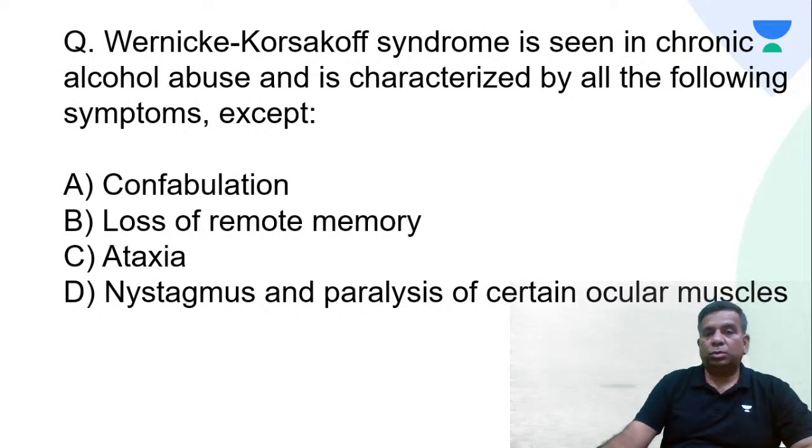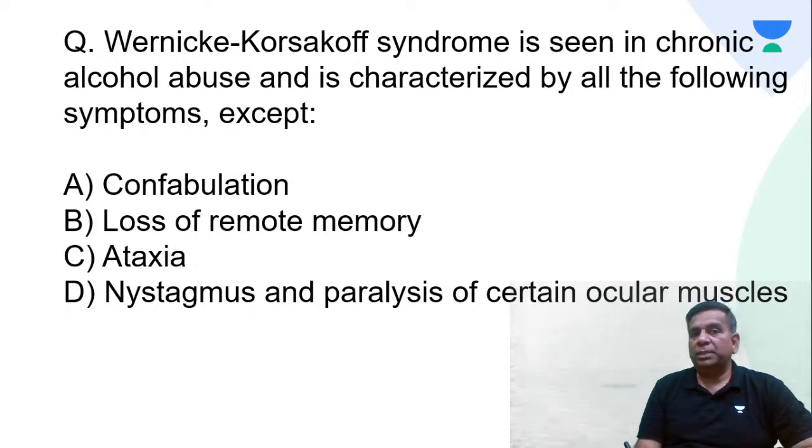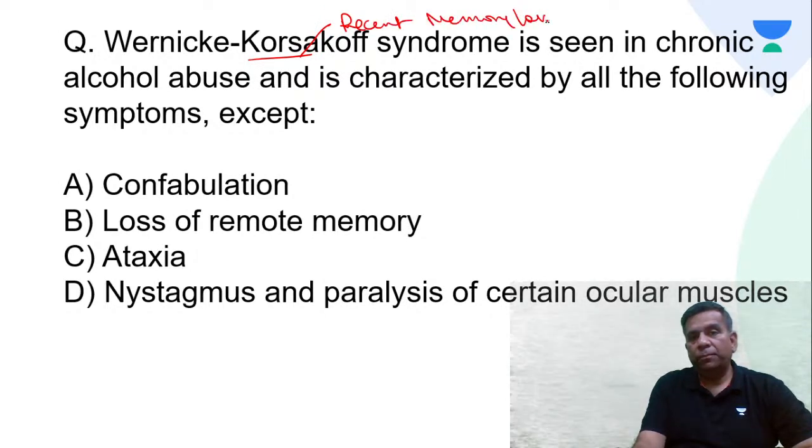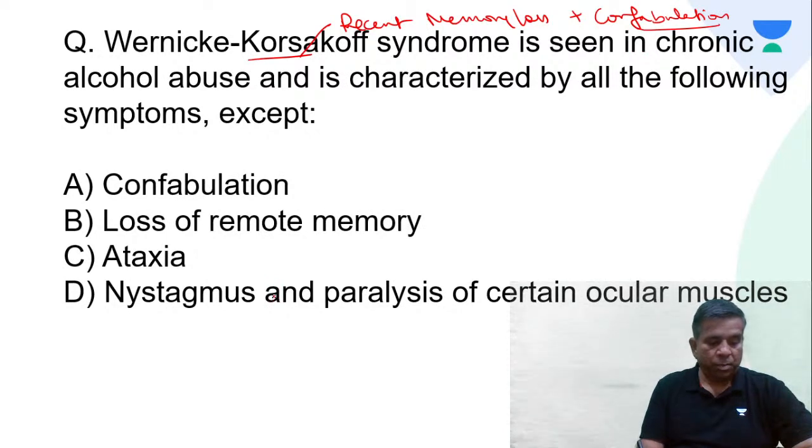Now, Wernicke-Korsakoff syndrome in chronic alcoholic, following symptoms except. That's a very simple lollipop question if you know the basic concept of Wernicke and Korsakoff. In Korsakoff psychosis there is a loss of recent memory plus confabulation. Well done, it's a B.